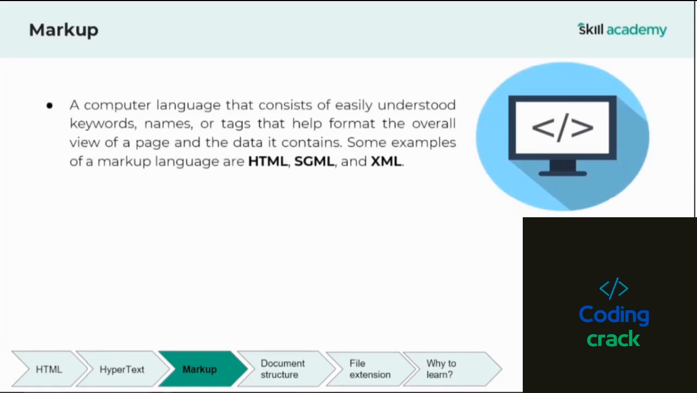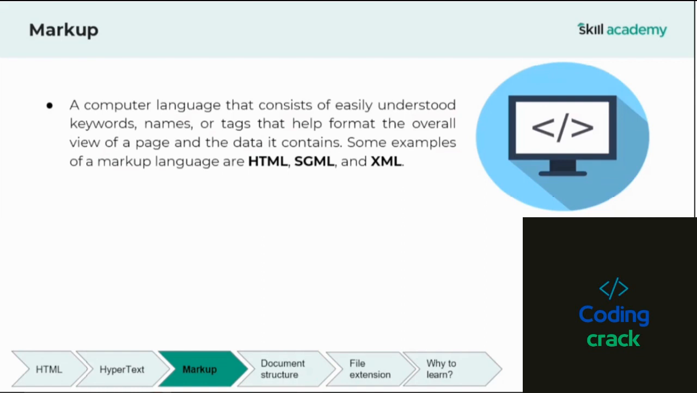A computer language that consists of easily understood keywords, names or tags that help format the overall view of the page and the data it contains is known as markup. So in very simple terms, in a markup language you are going to use tags. Suppose you want to design a web page. How can you design that web page? For designing a web page, you are going to use tags. And a computer language which uses tags is known as a markup language.